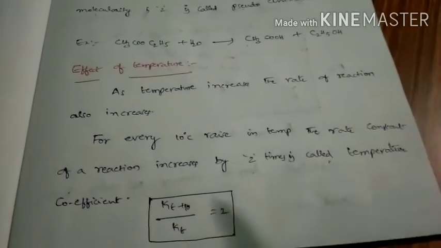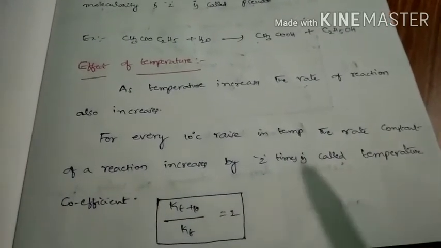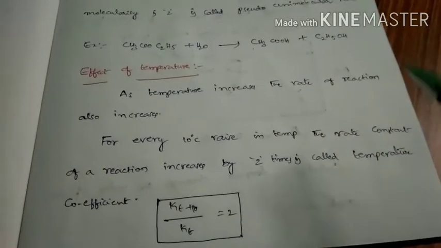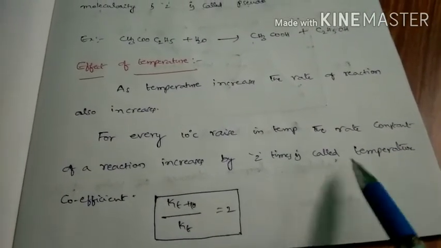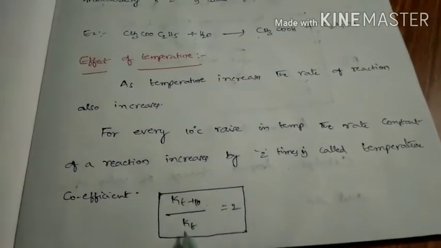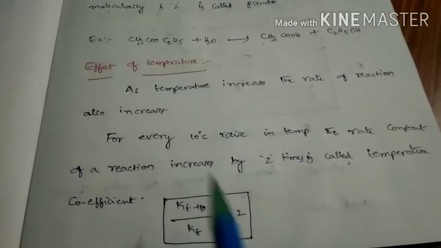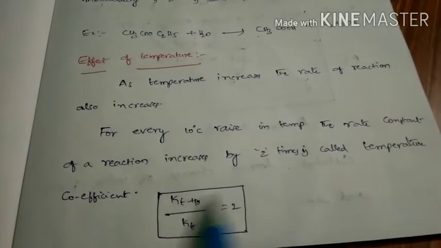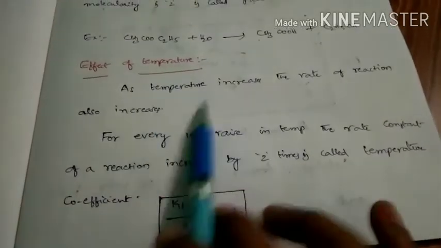As temperature increases, rate of reaction also increases. Here the specific point is: for every 10 degrees rise in temperature, the rate constant, that means K value, increases by 2 times. That is called temperature coefficient. That is represented by K at t plus 10 by K at t. That means for every 10 degrees rise in temperature, rate constant is increased by 2 times. This is represented like this. So this is about effect of temperature.